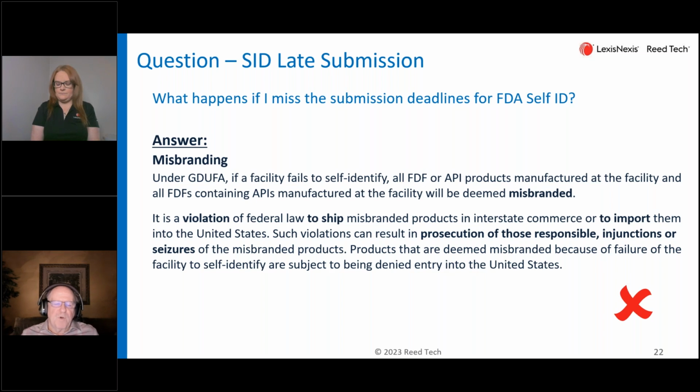But more importantly, the discussion that we had earlier about misbranding does in fact apply here if you miss this 1 month window for self-identification. So everything that we said earlier: the product's misbranded, you can't ship across state lines, you can't import into the U.S., and it could be elevated into possible injunction procedures. Aaron, let's move on to the next one.